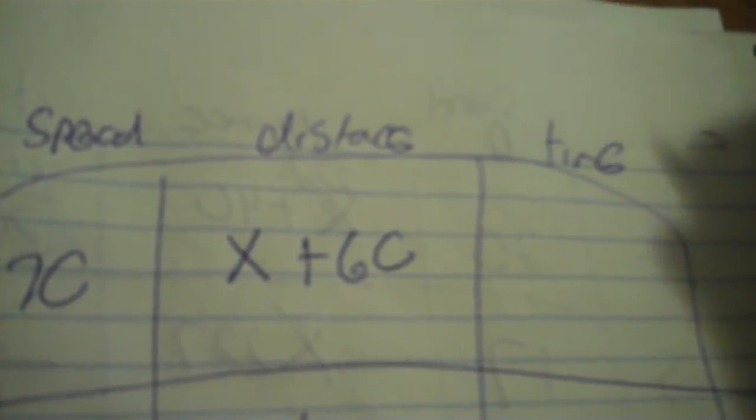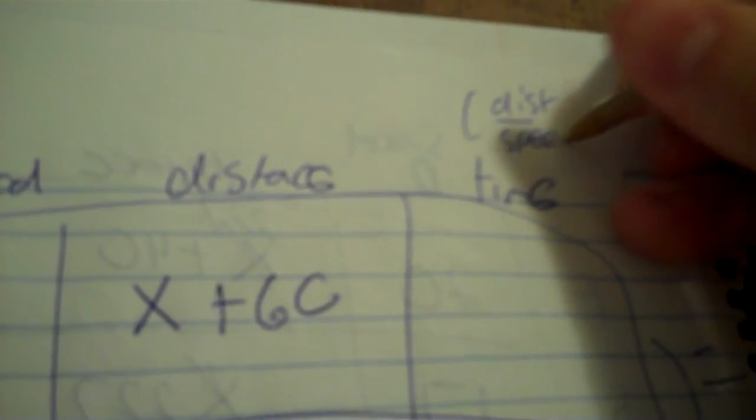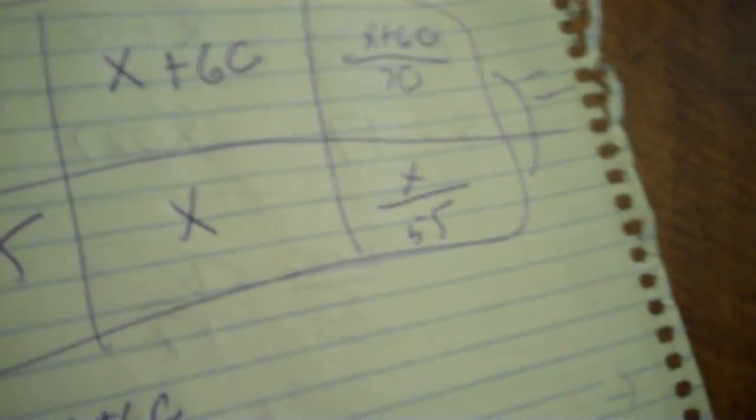Okay, then the time it traveled, we know the times are equal, and time can be expressed as distance divided by speed. That's why I had you do that one before. Okay, so distance x plus 60, speed 70, x 55. And then we have proportions, because we know the times are the same, so we make those ratios equal, forming a proportion.